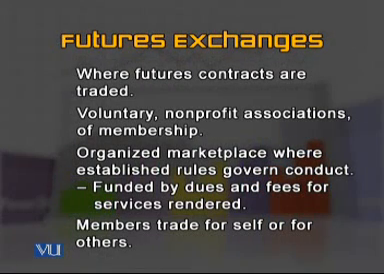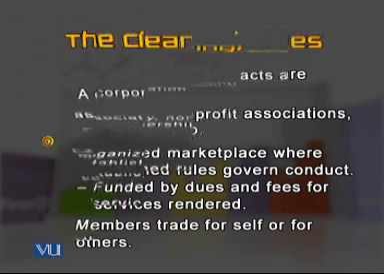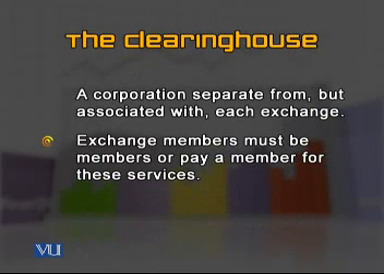Since we do not have an open outcry method, we're dwelling upon the services of each other to make this a better place to trade. The clearinghouse are associated with exchanges. Exchange members must be members or pay a member for these services. So you have to be members of the stock exchange. You also have to be members of the clearinghouse to facilitate the trades.